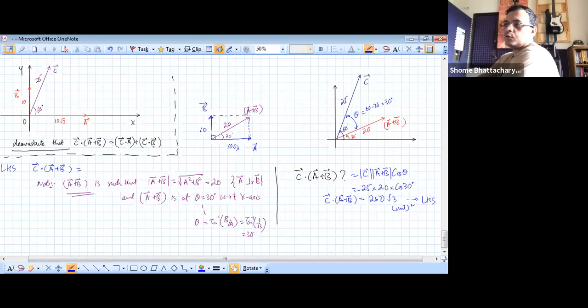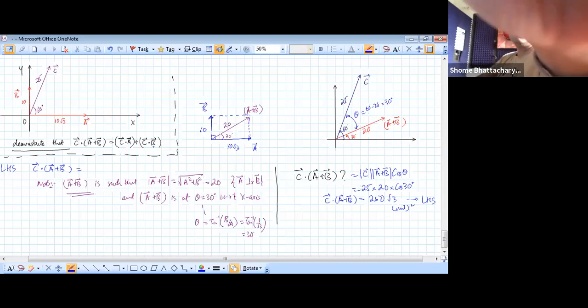Okay. So for the right hand side, what do you do? Separately calculate C dot A from the diagram given originally, which is on the left side of the screen. So separately you do the dot product of C and A. Separately you do the dot product of C and B, that is C dot B, and add the two and show that that sum should come out to be this quantity, 250 root 3. So just try this out, people.